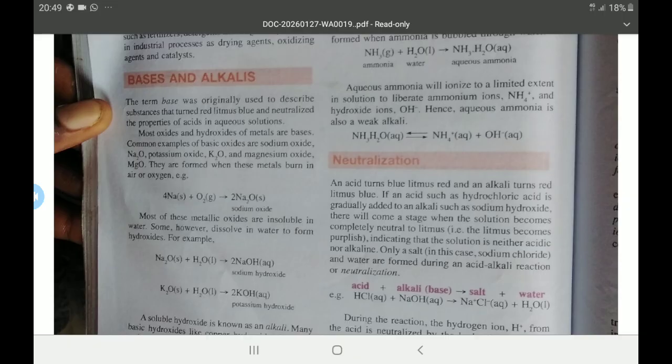Okay, so let's dive into what we have today. We have our topic for today. We have bases and alkalis.